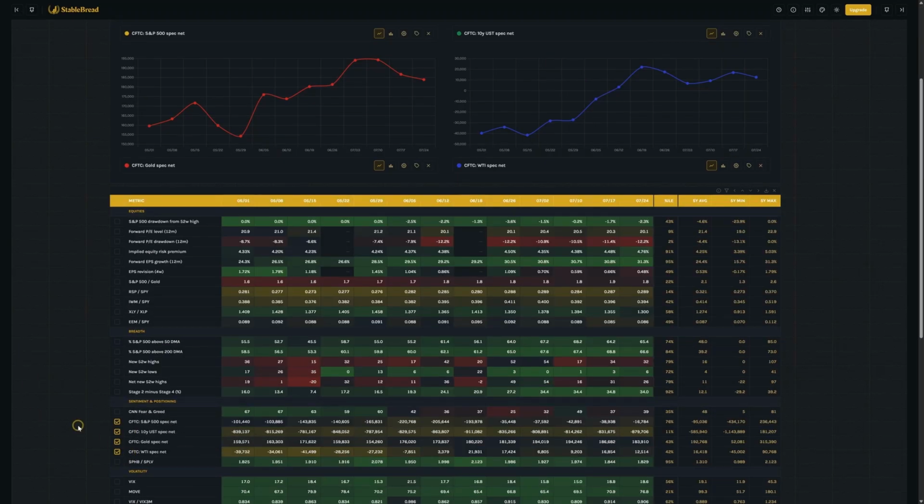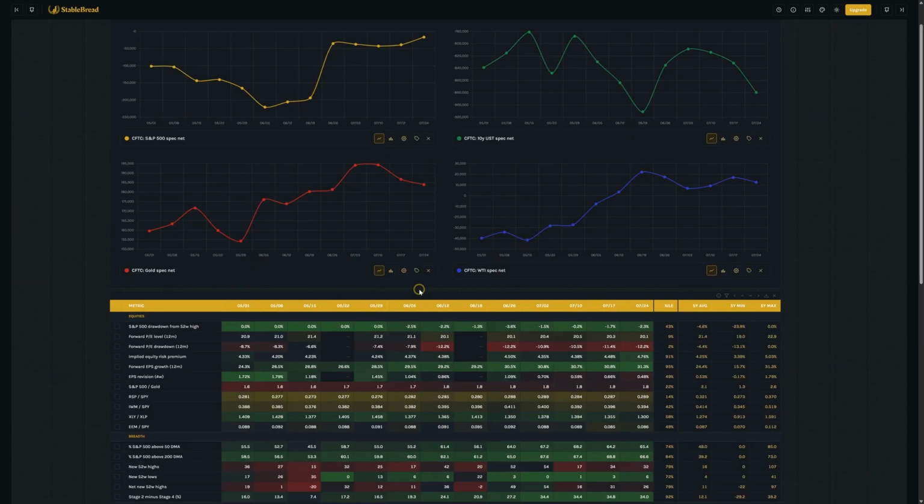Next, we have the WTI positioning, which is the same thing but just for oil. Heavy bets on higher prices means real downside risk if demand disappoints, and heavy bets against oil are rare and usually happen near cyclical lows.